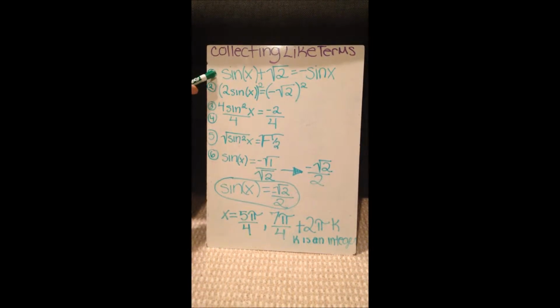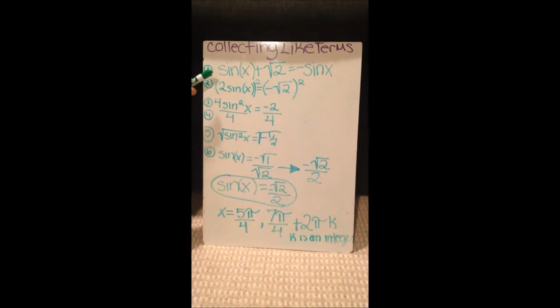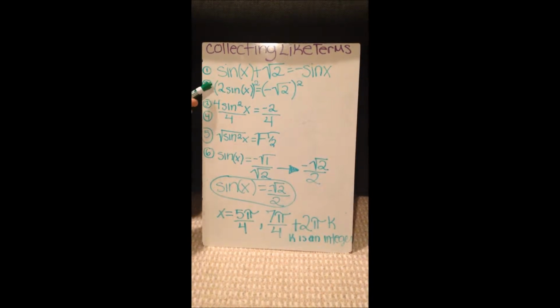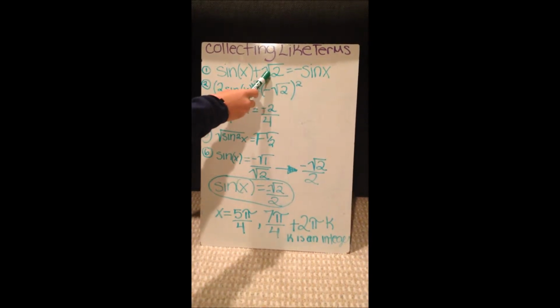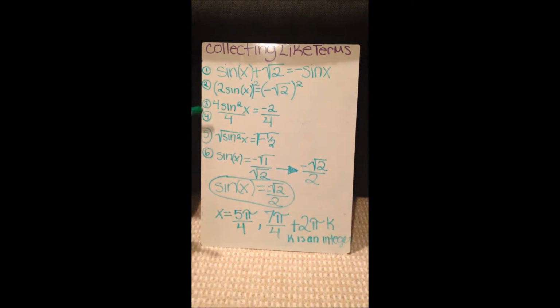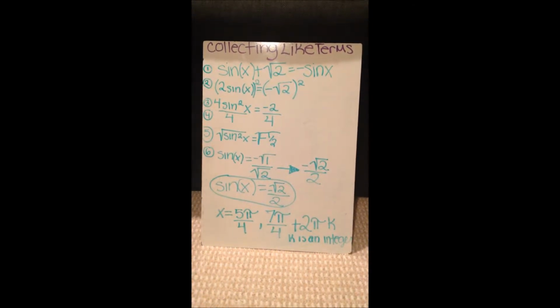First, you're going to write down the problem: sine of x plus the square root of 2 equals negative sine of x. Then you're going to combine the like terms, as you can see. You would subtract the square root of 2 and add sine of x. So you would get 2 sine of x equals negative square root of 2.